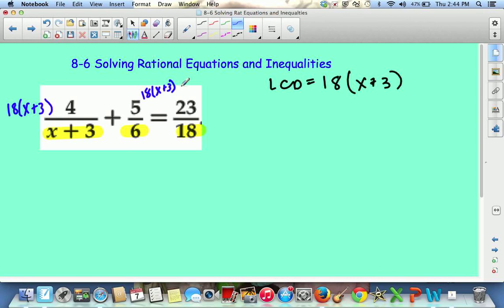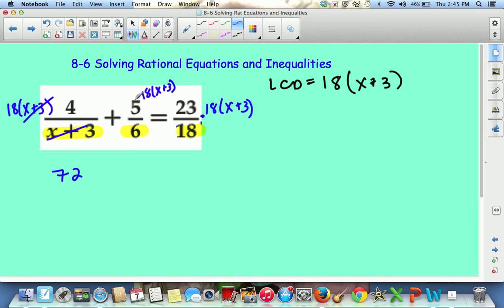You'll see what happened here, because our main goal is to get rid of the denominators. We want to get rid of that fraction. When you're writing out your notes, you might want to spread your fractions out a little bit. That might help you out. If you notice here, the x plus 3's cancel out, so we're just left with 18 times 4, which is 72. That looks a lot nicer, doesn't it?